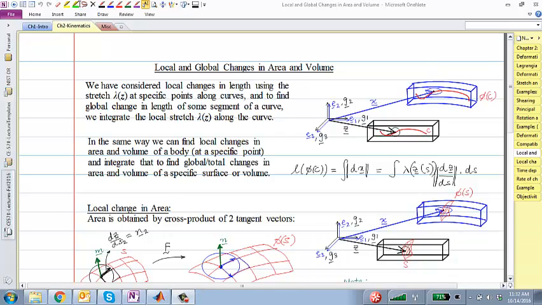Transpose. Is that the inverse of F, then transpose? Okay, that's right. And it doesn't matter, the order doesn't matter. You can do transpose and inverse. Any other question?